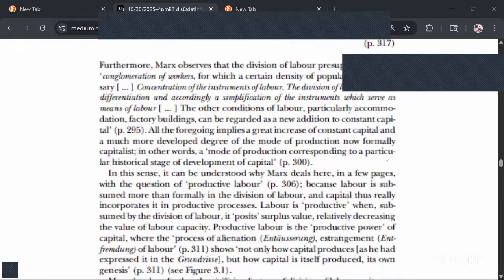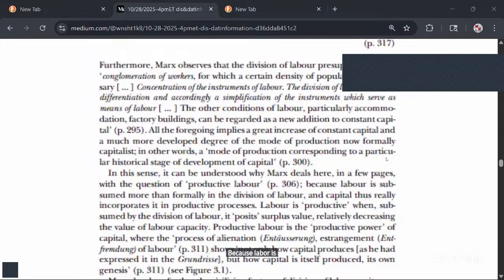In this sense, it can be understood why Marx deals here in a few pages with the question of productive labor, because labor is subsumed more than formally in the division of labor, and capital thus really incorporates it in productive processes. Labor is productive when subsumed by the division of labor. It posits surplus value, relatively decreasing the value of labor capacity because it's a commodity, right?